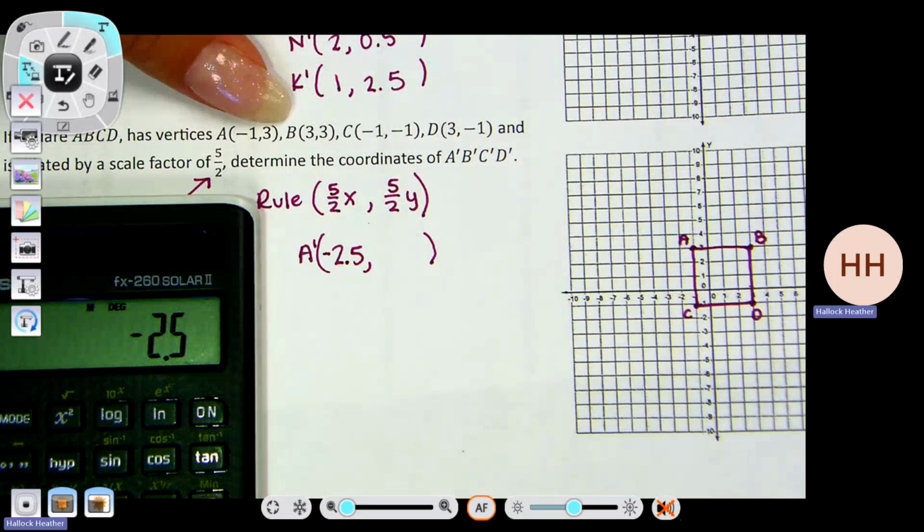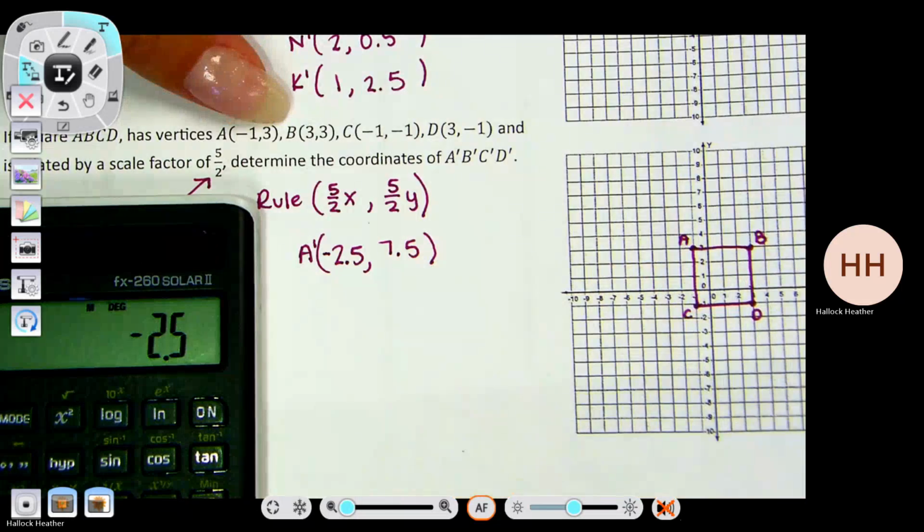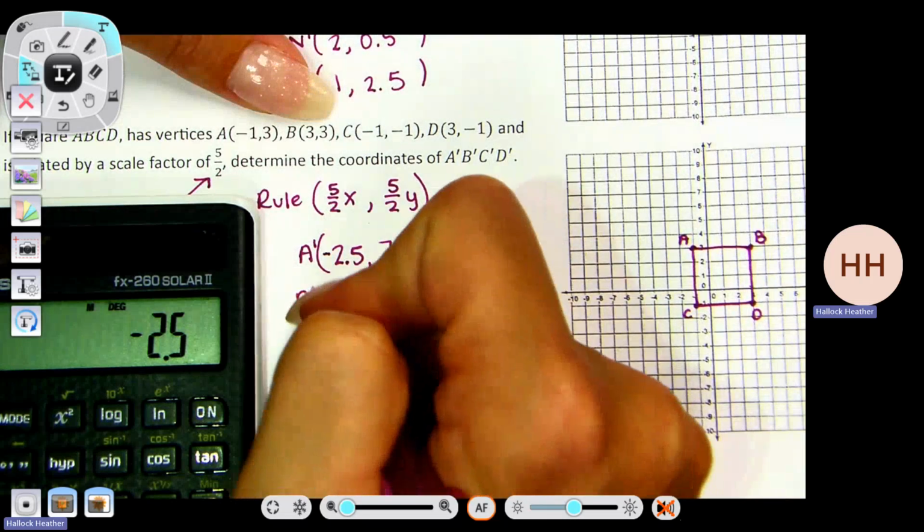What's 3 times 5/2? No. 3 times 5/2. Positive 7.5. Because 3 is positive and your K will always be positive. So if the Y is positive, then it's going to stay positive. B was 3, 3. I've already multiplied that. So 7.5, 7.5.